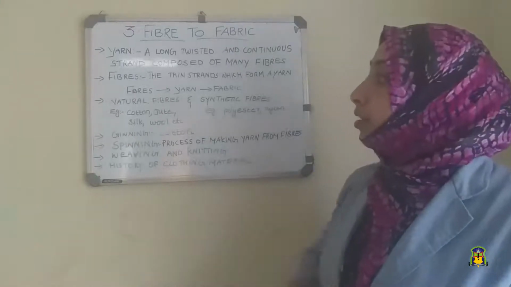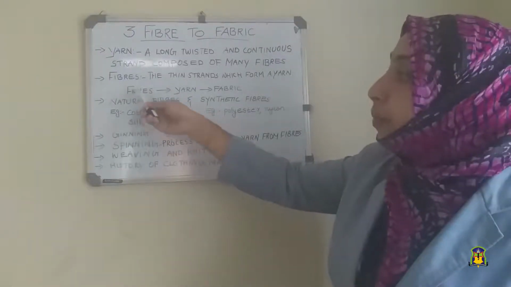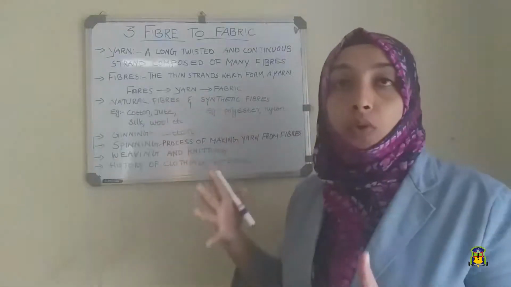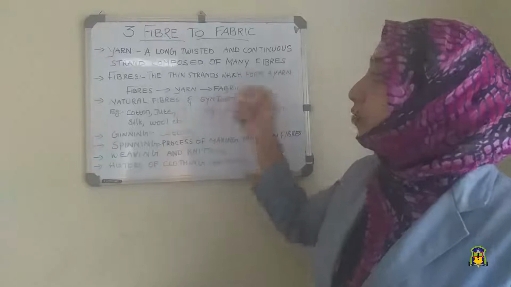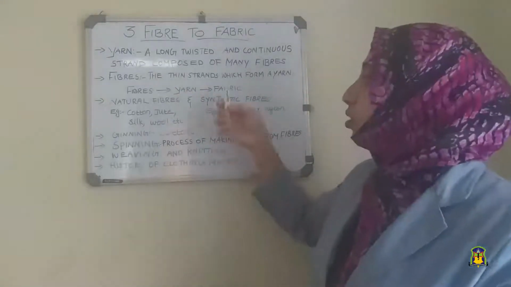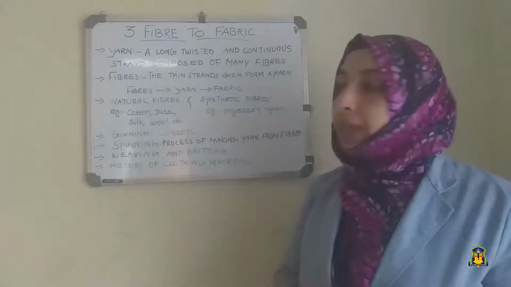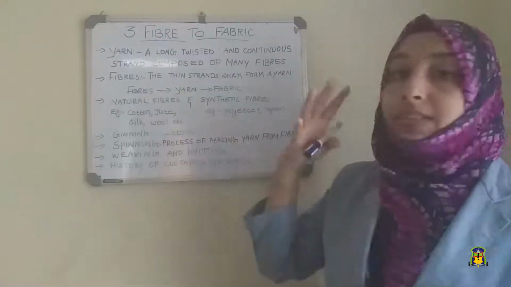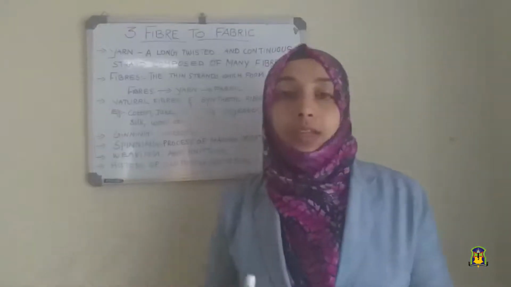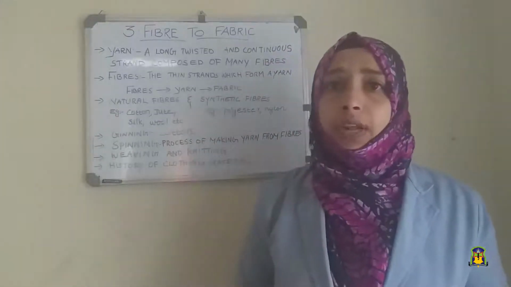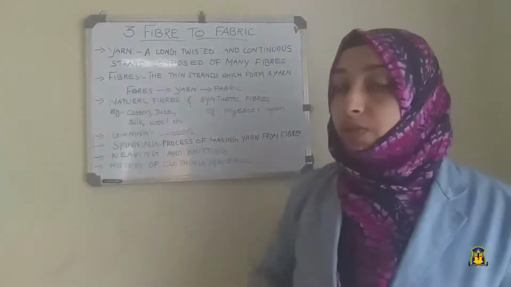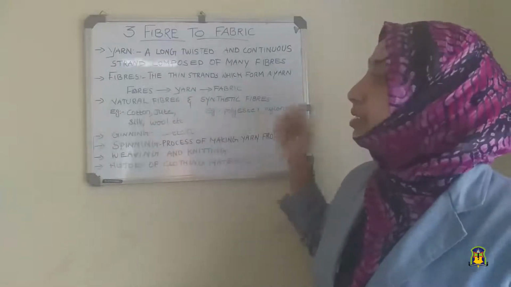Okay, then let's see here, all of you see. Fibers are joined to form yarn, and two or more yarns join to form fabric. Then the fibers are classified into two. Different types of fibers are available from our nature, and not only from nature, but from our surroundings. What are they? Natural fibers and synthetic fibers.